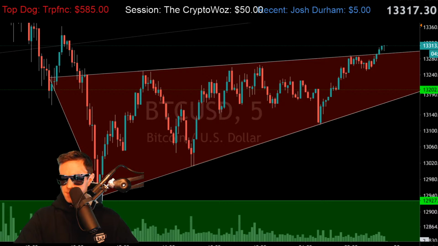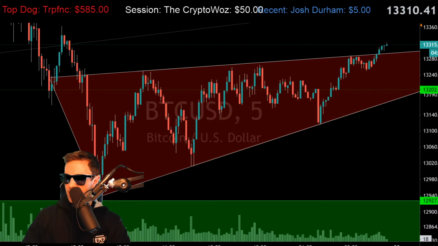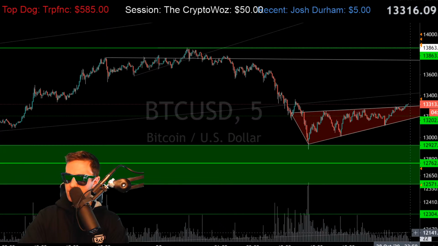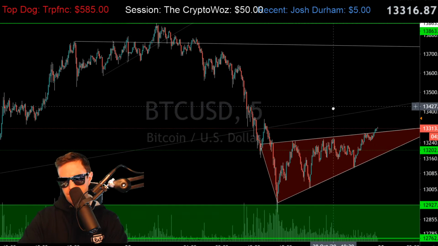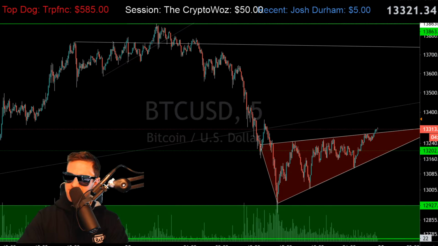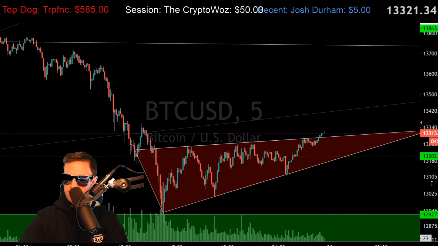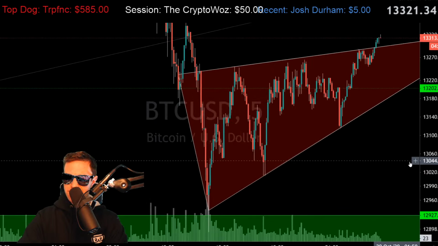Let's go. Let's get this breakout going. Let's go back up there. Let's retest our high. We're within 54 cents. Nope, sorry, 74 cents. Overshot by 74 cents. That's accuracy. Let's go back and test it.